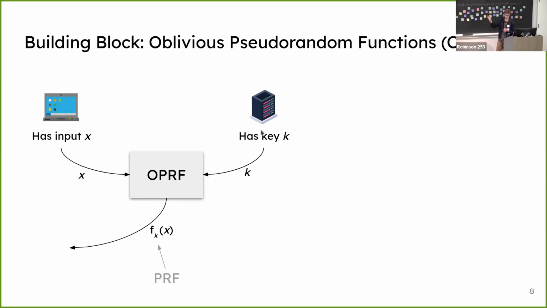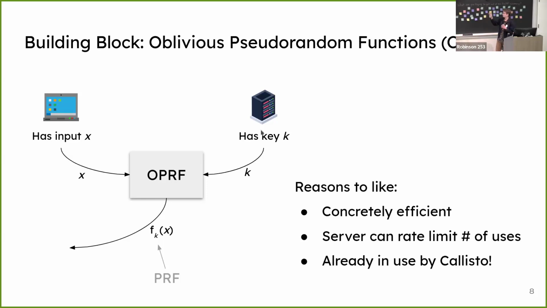We like OPRFs for a couple of different reasons. First of all, they're concretely efficient. They're very fast in practice and they're easy to build. They also naturally lend themselves to rate limiting, in that the server gets to decide whether or not they want to do this operation with any given client. So they can naturally rate limit a client who has made too many requests by just saying, we're not going to do an OPRF anymore. And then the client's rate limited. And the third, and maybe the biggest reason we like OPRFs, is that Callisto has already built them. As Scott mentioned, this is a core part of Callisto's matching service, so they already have code to do this.